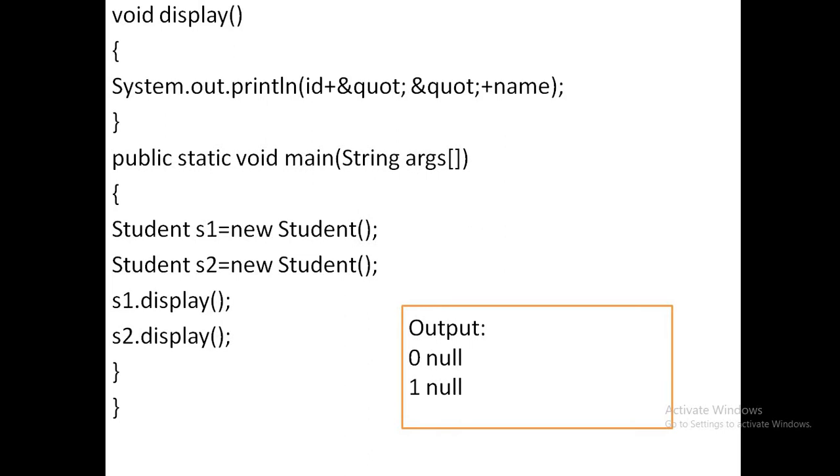Then in the main function, objects s1 and s2 are created for the class Student, and these objects call the function display to print their respective id and name. So the default values that are stored in the variables will be displayed.